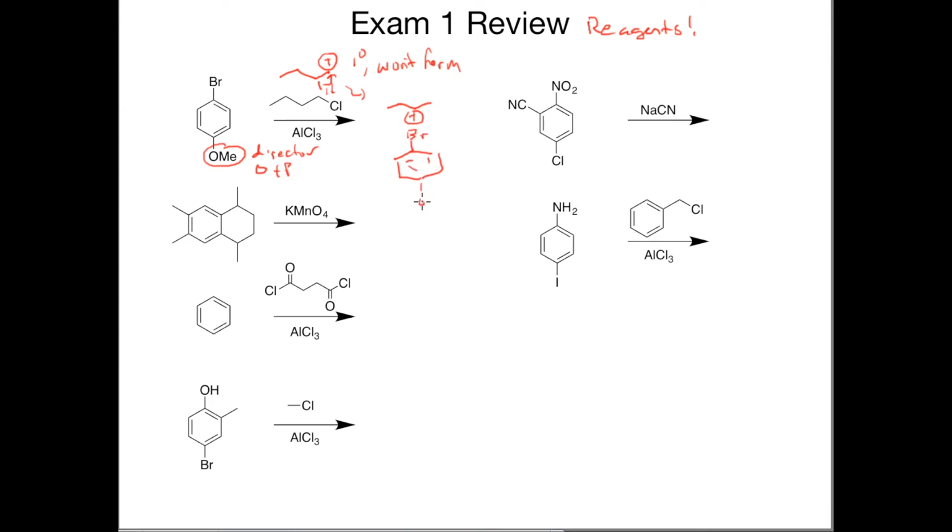Okay, so potassium permanganate, when we react this with something that has CHs that are adjacent to an aromatic ring, remember that something very special happens. If there is any CH there, this will actually oxidize it all the way to the carboxylic acid.